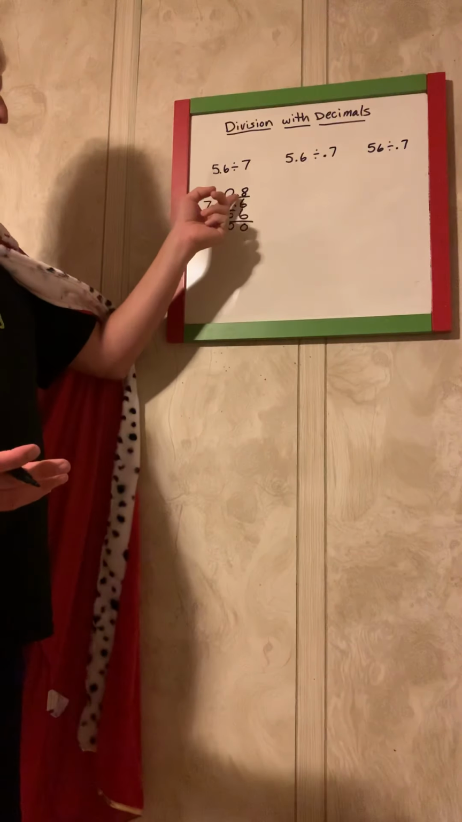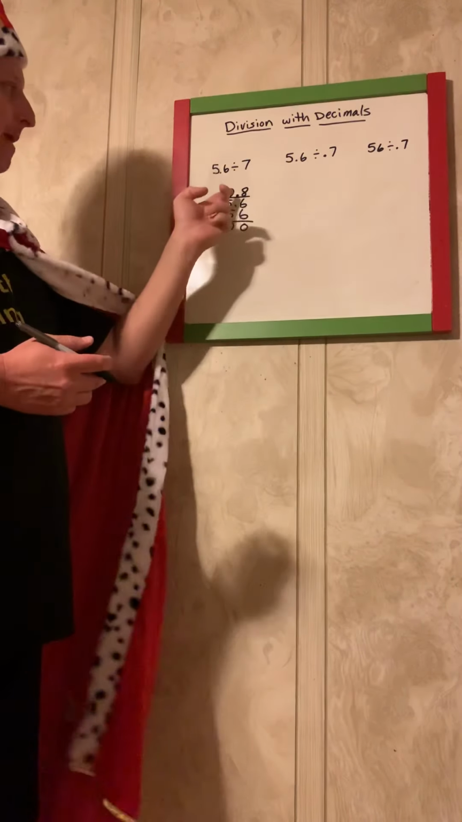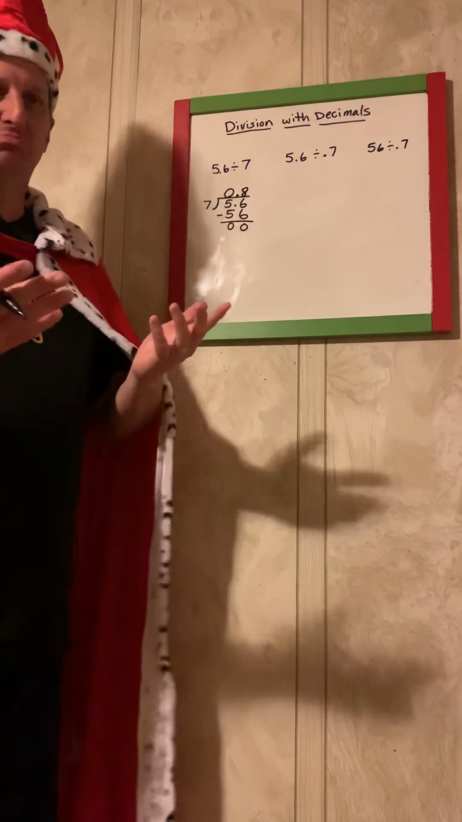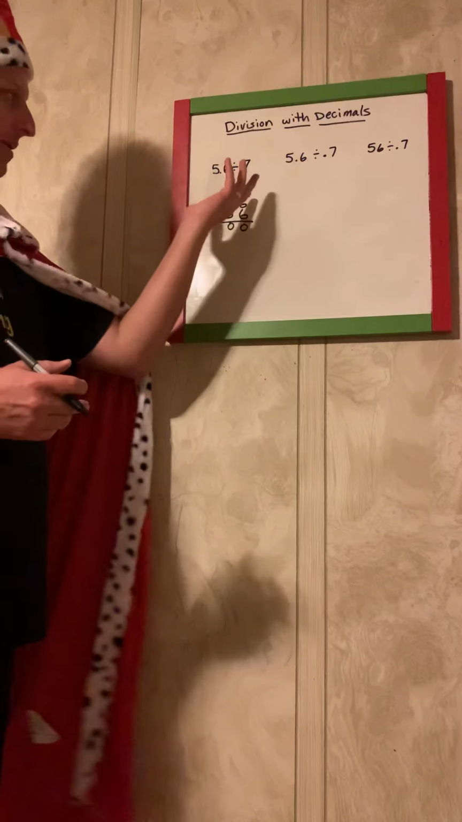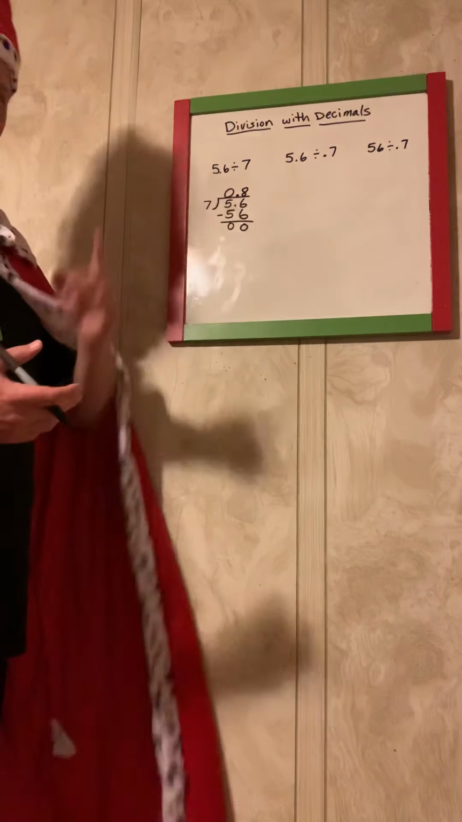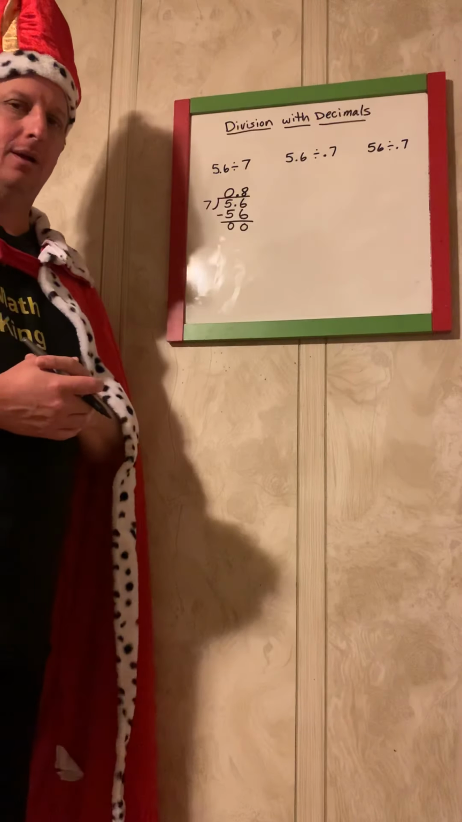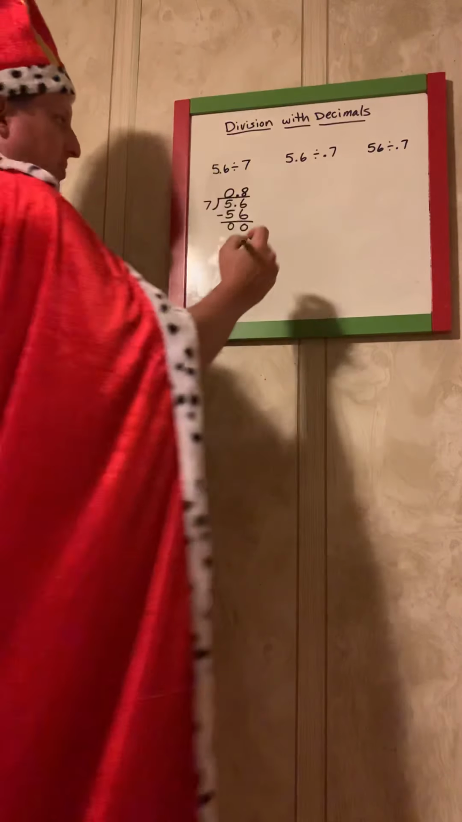Very simple. My answer is 8/10, or 0 and 8/10. I moved my decimal up right away, and then I just divided like I normally would. No big deal. If I wanted to do partial quotient division, I could have done that too. Just make sure that you have your decimal point up there when you write your answer, okay? Let's move on to the next one.